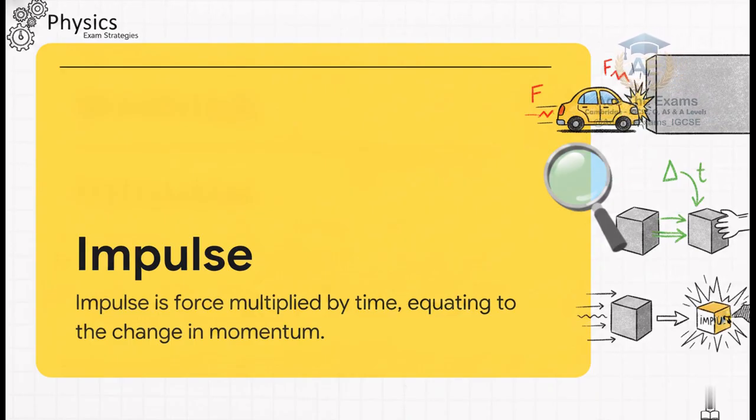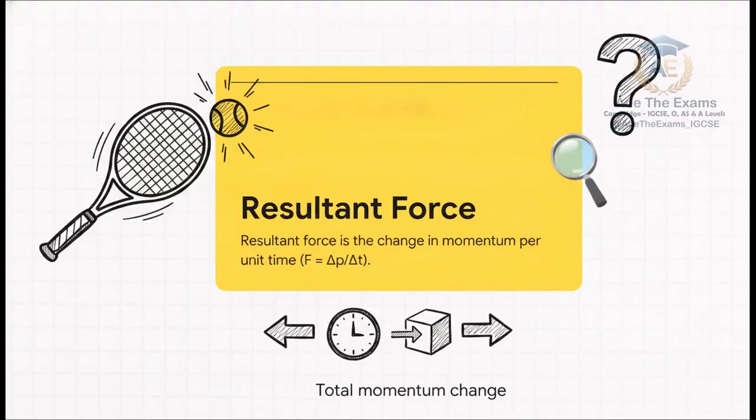The crumple zone physically crushes, which increases the total time of the collision. By stretching out that delta t, it dramatically decreases the resultant force experienced by the passengers inside. This specific mathematical relationship between force, time, and momentum is tested every single year without fail. Which brings us to a massive sticking point: resultant force.